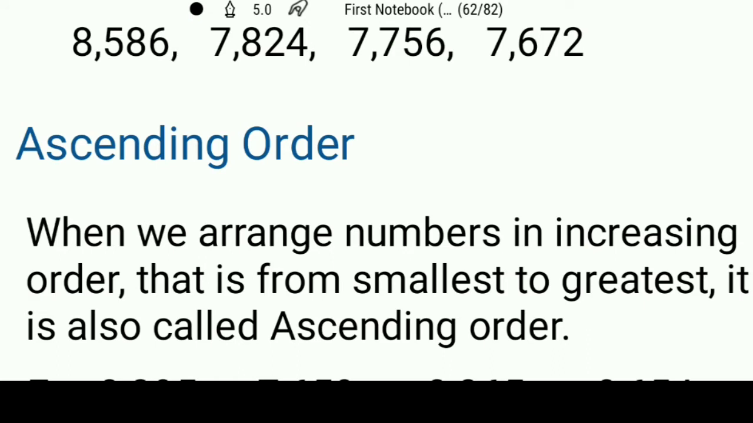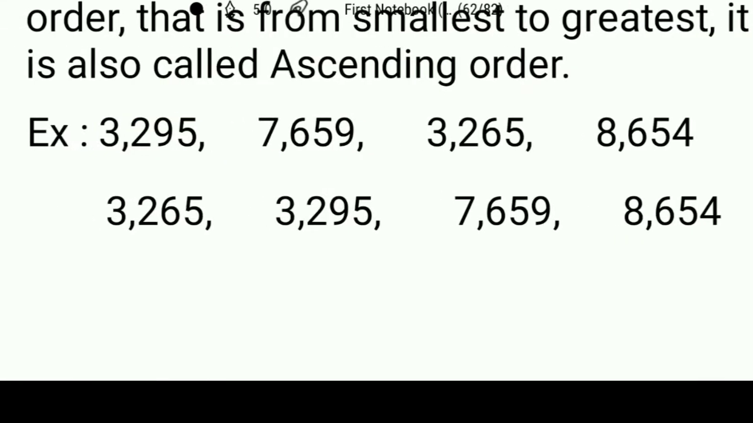Next, second topic is ascending order. Ascending order means increasing order. So we have to arrange numbers from smallest to greatest. See the example: 3,295, 7,659, 3,265 and 8,654. So here we have to arrange from smallest to greatest. So the smallest number is 3,000.